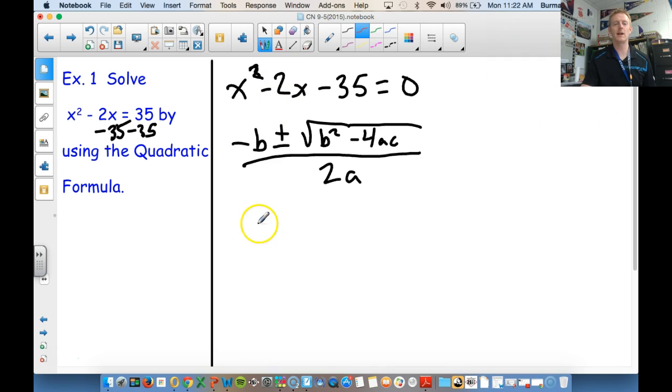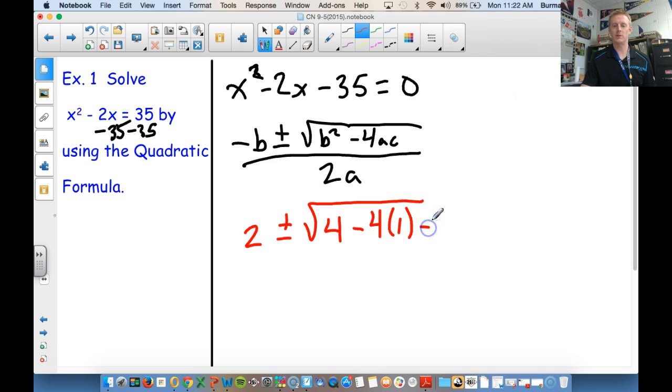Since b is a negative 2, the opposite of that's going to be a positive 2. And b squared is going to be, again, a 4. Minus a 4 times a, which is 1, times c, which is a negative 35. All of that stuff is over 2 times a, which is a 1. So again, we're just going to simplify the stuff inside of the radical.